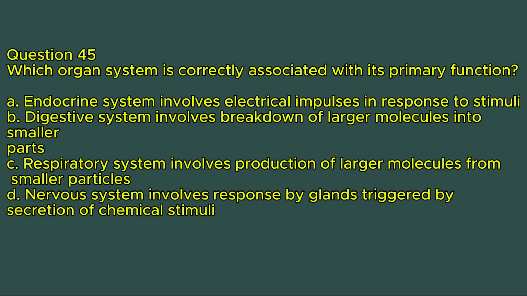Question 45. Which organ system is correctly associated with its primary function? A. Endocrine system involves electrical impulses in response to stimulus. B. Digestive system involves breakdown of larger molecules into smaller parts. C. Respiratory system involves production of larger molecules from smaller particles. D. Nervous system involves response by glands triggered by secretion of chemical stimuli.